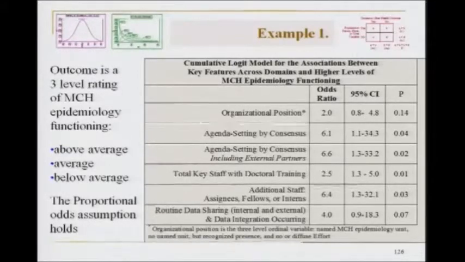So let's take doctorally trained staff with an odds ratio of 2.5. So only one odds ratio, it's cumulative Logit. So what does that odds ratio of 2.5 mean? Anybody want to try?